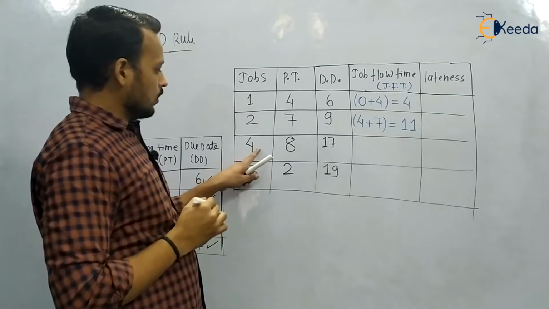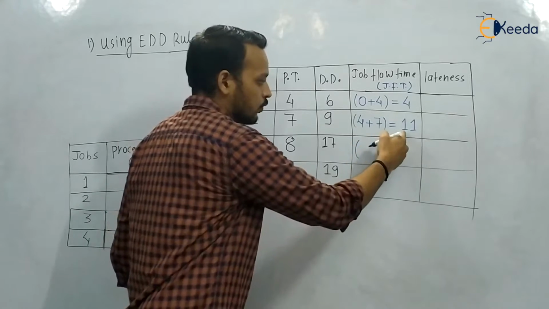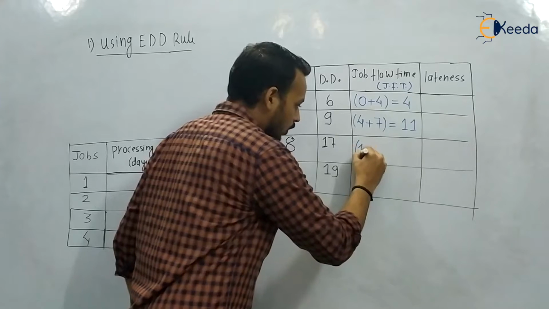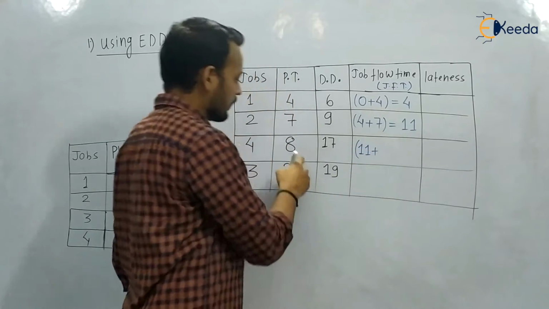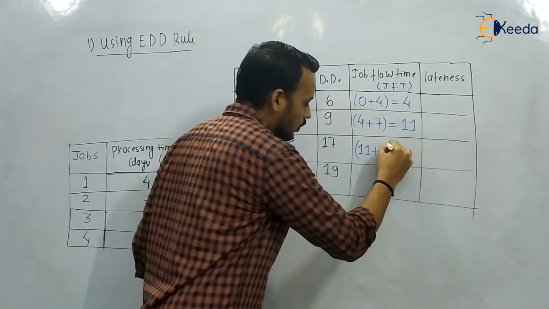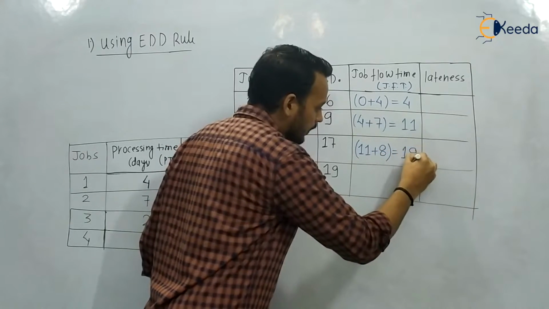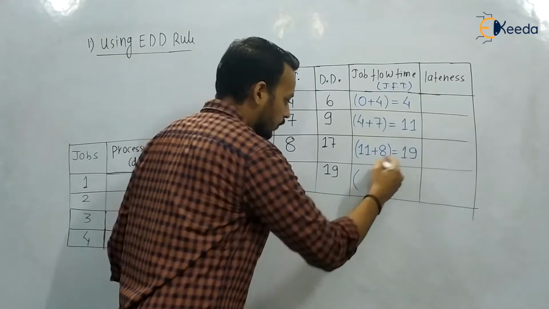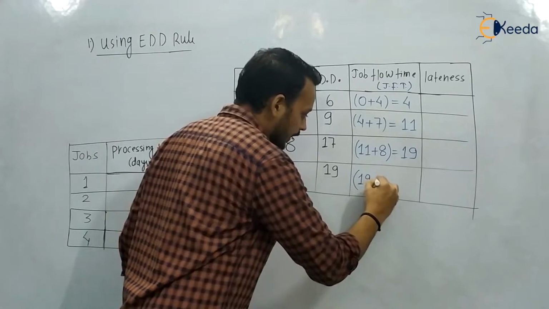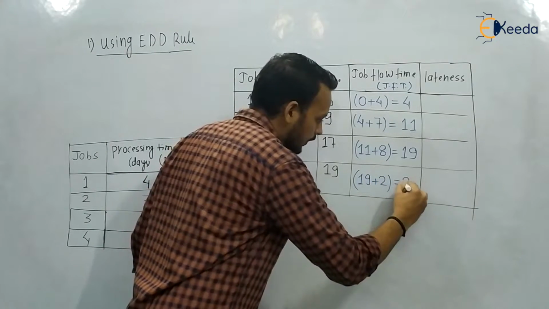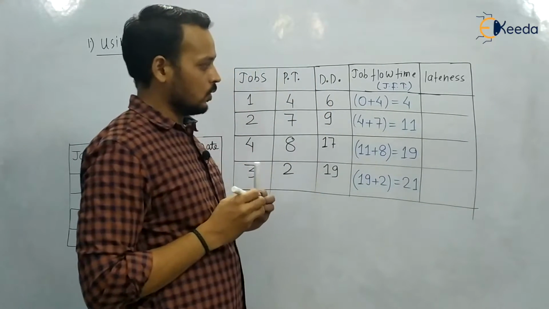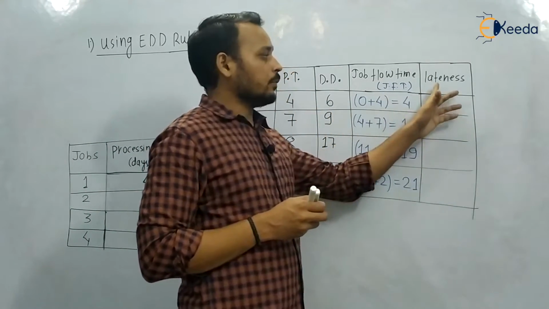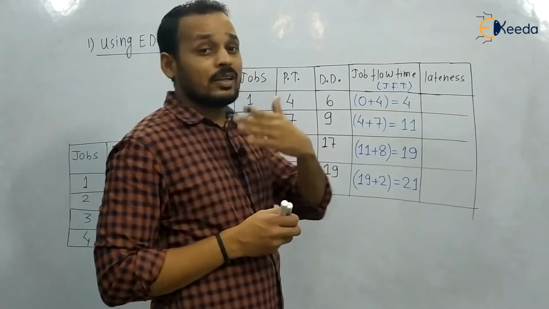Okay, now for job 4, it has to wait for 11 days because the processing is already going. So it will wait for the 11 days plus the processing time is 8. So the total job flow time will be 19. Okay, now for job 3, it will wait for 19 days and the processing time is 2. So the total is 21. Okay, now we have to calculate the lateness or tardiness. Okay, that by how many days the jobs are being late.